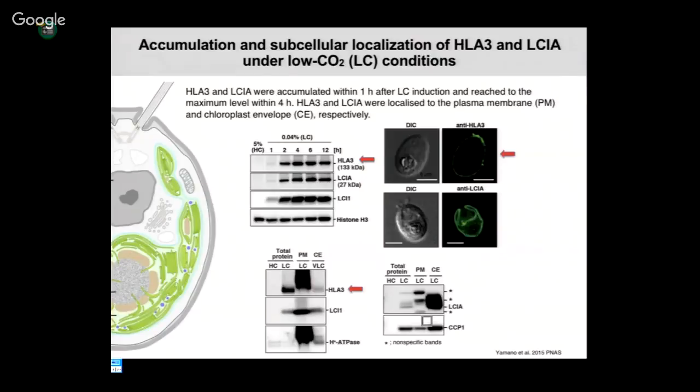I already showed you the model. Initially, from outside, HLA3 is operating at the plasma membrane and takes up bicarbonate inside. So what is an ABC protein? Can you write down the abbreviation? What is ABC? ABC is three initial alphabets, of course. A means ATP, B is binding, C is cassette.